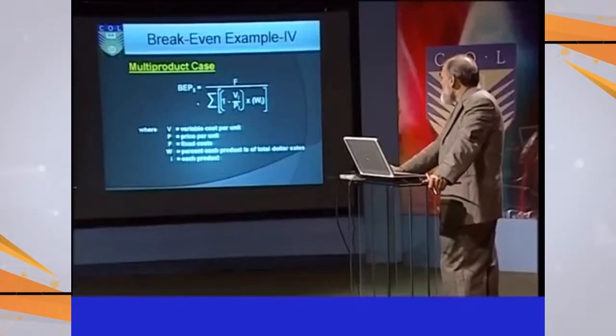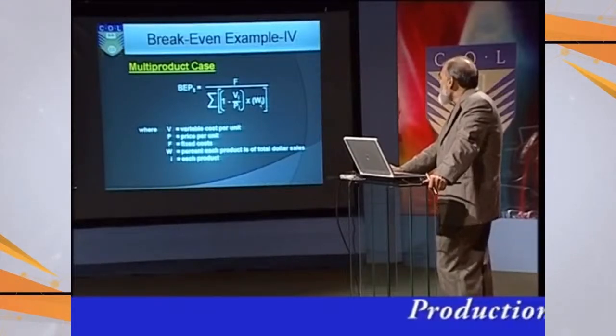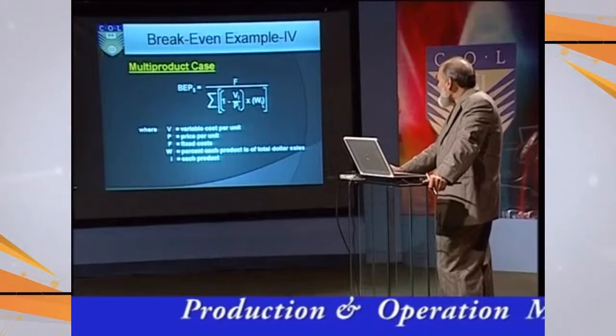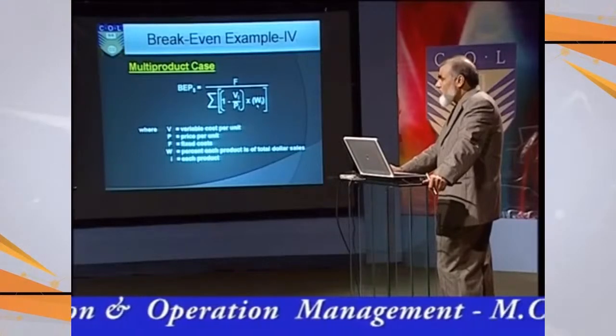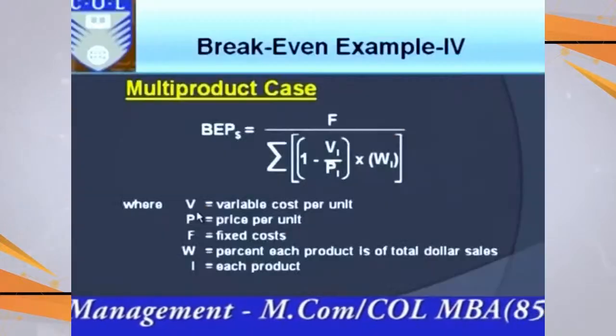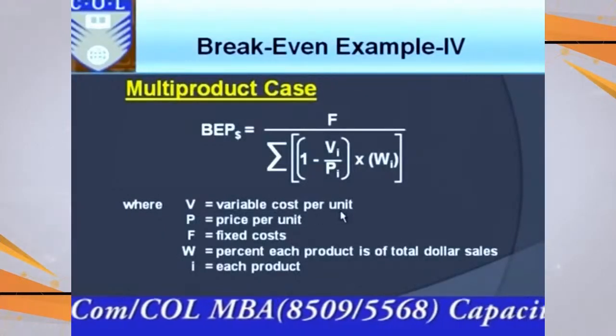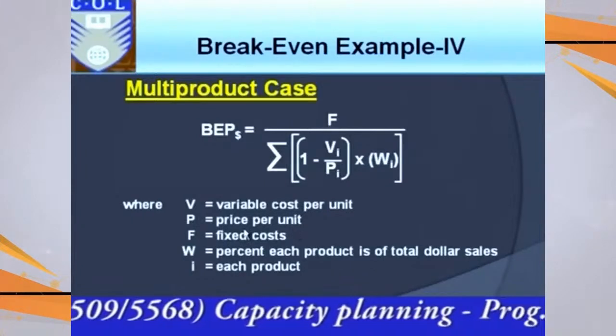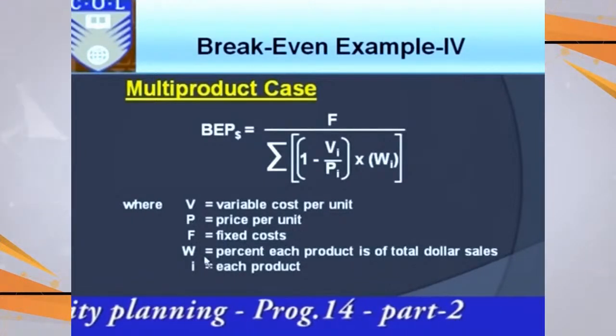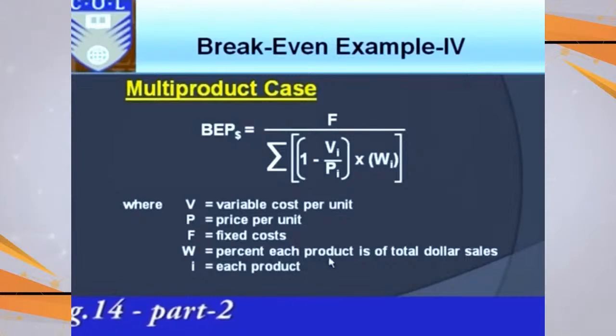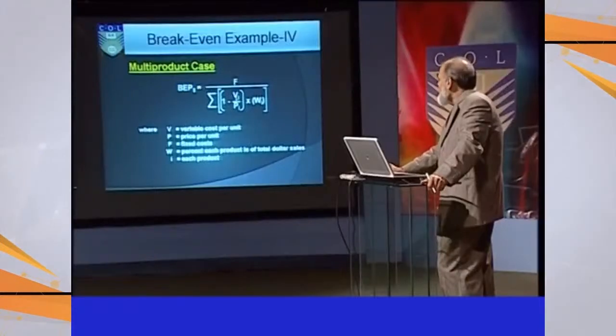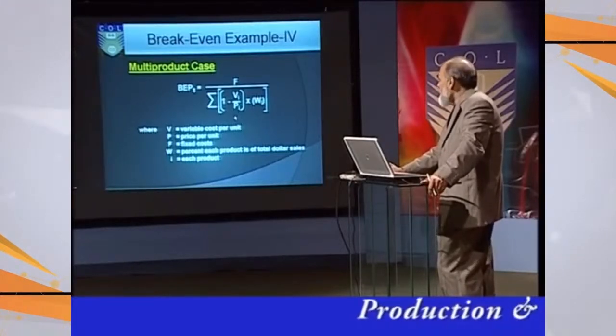For the multi-product case, we have a summation and the same equation with W_i. I and W are new parameters which we add in the multi-product case. V is variable cost per unit as usual. P is price per unit. F is fixed cost as usual. W is the percent each product contributes to total dollar sales, and i is each product. It will be 1, 2, 3, 4, 5, 6. I will replace with a product number, and we'll use this equation for the multiple product case.